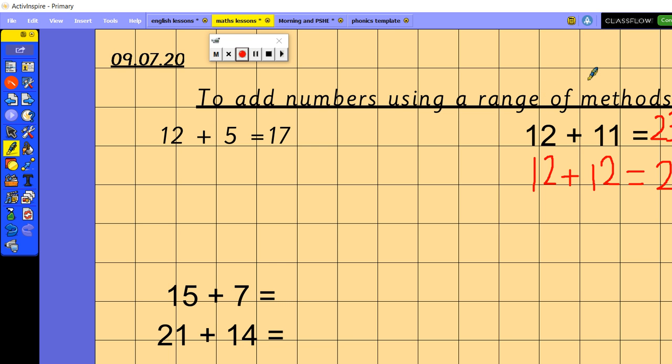Okay, so well done if you've managed to add that. We could also, for this calculation, draw our jottings.